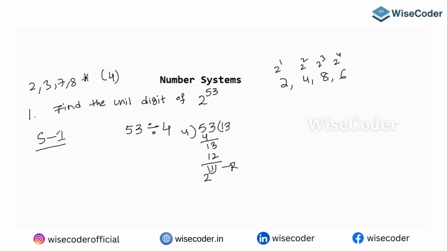2 power 1. When it is 2 power 1, what is the unit digit? 2. So the answer here is 2. That's it. Simple.